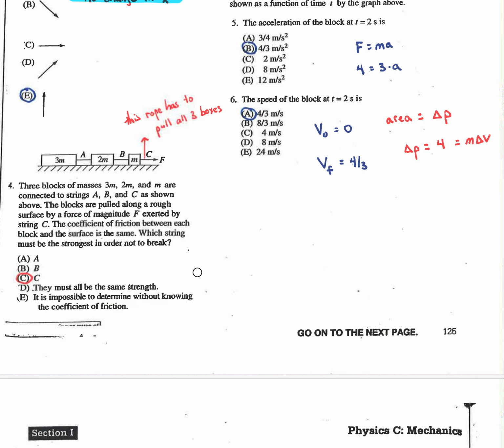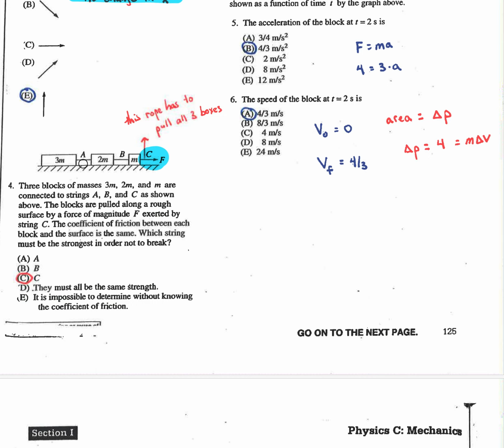All right, this one, they want you to be able to do this really fast because they give it to you in the abstract. Which rope is the strongest, C, B, or A? And clearly C is the right answer. C, just think about it, C is responsible for pulling all 6 kilograms. Okay? C doesn't even know that ropes B and A exist.